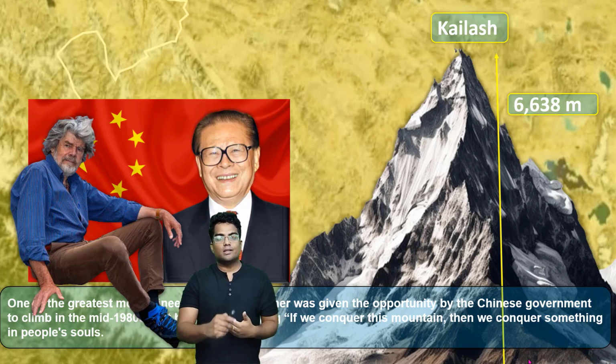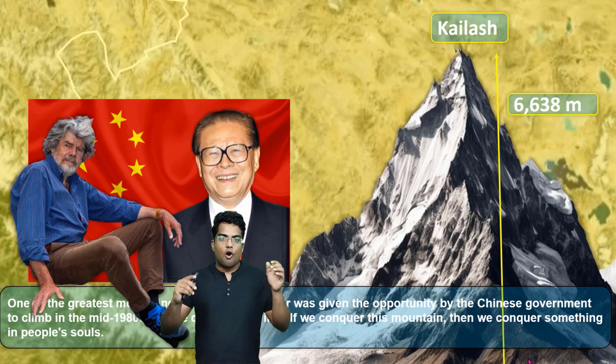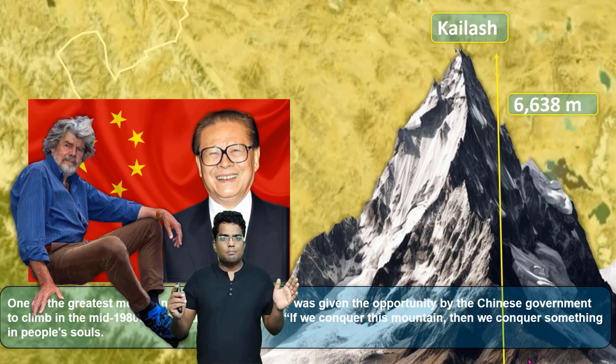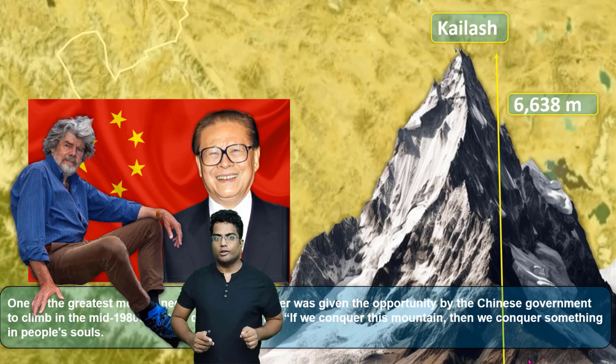The Chinese government later banned the scaling of this mountain, and many people should respect that. Despite China being a communist country, despite most of the people there being atheists, they simply banned the climbing of this mountain. They recognized the feelings of many of the religions, despite being atheists.